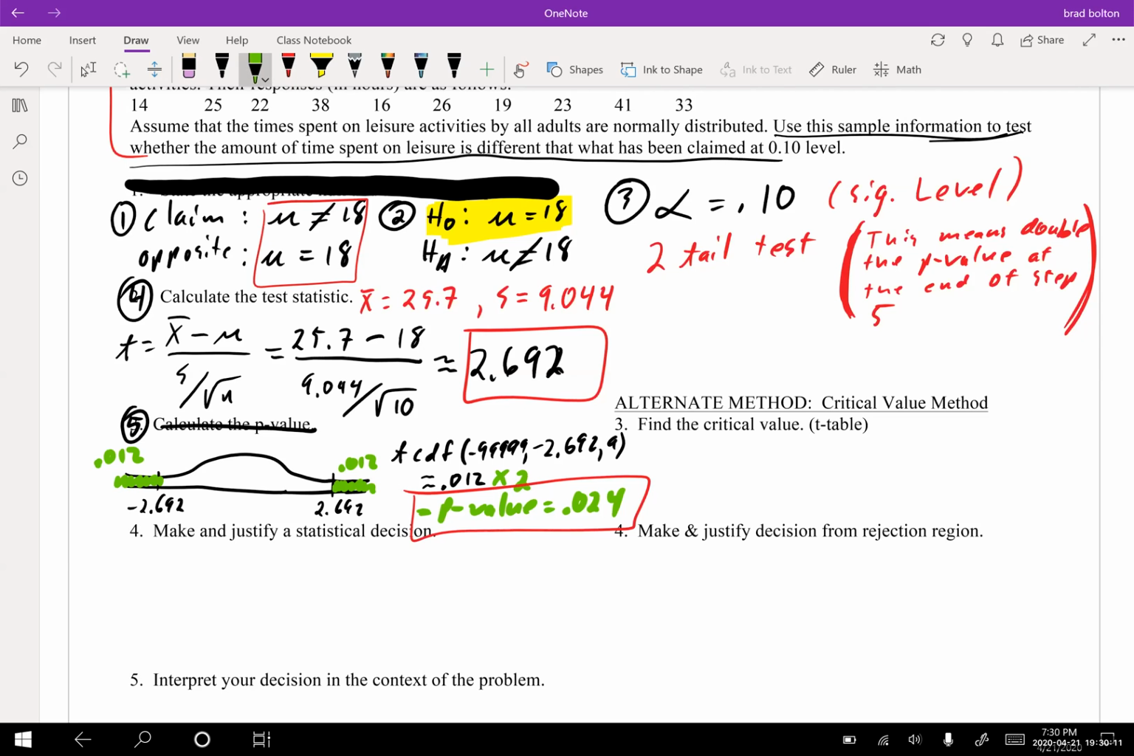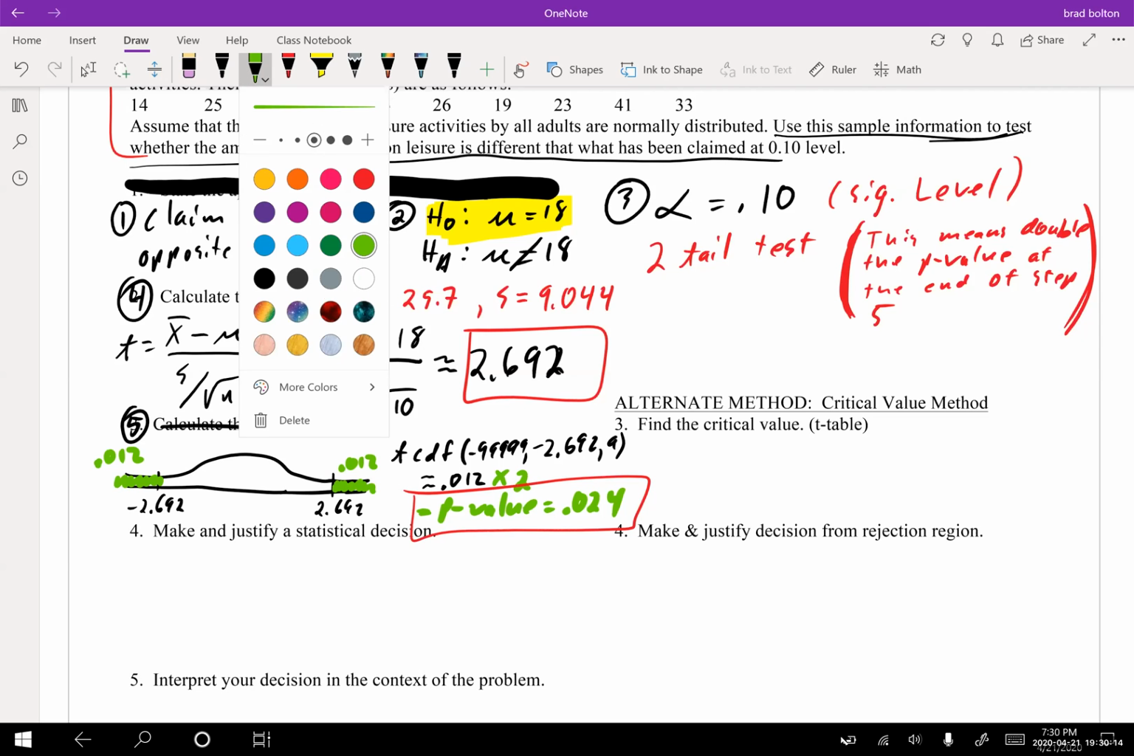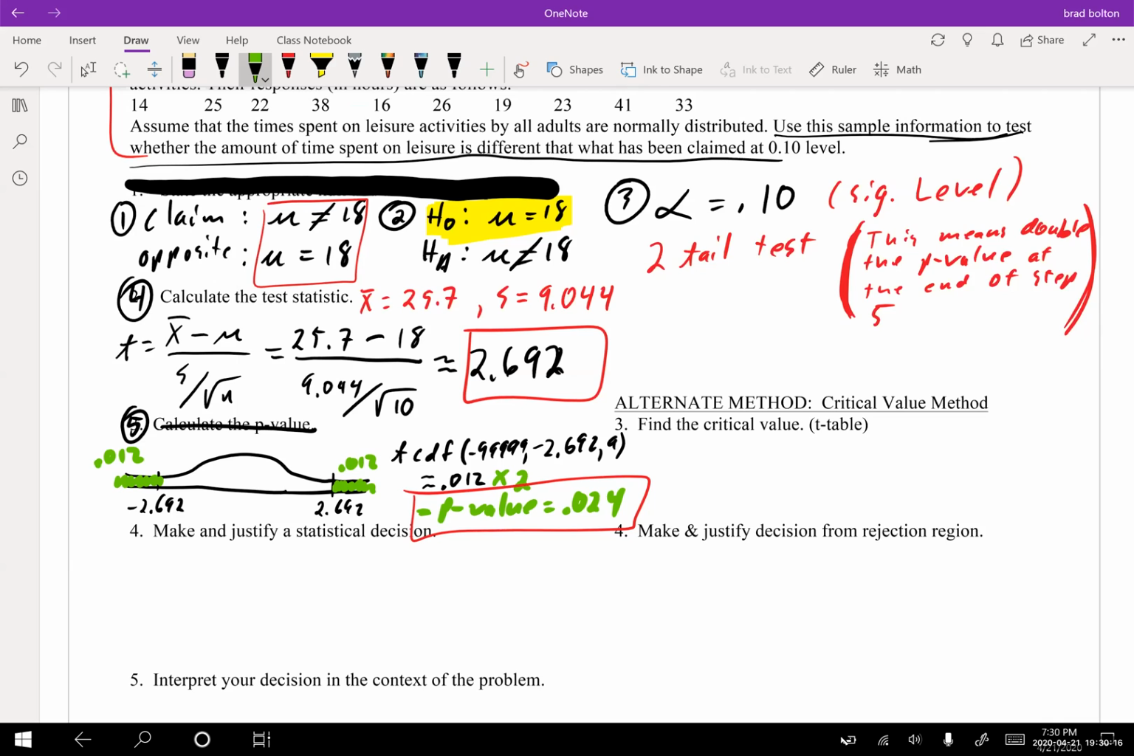Okay, I think I need to make my green a little bit softer. There we go. So we have a p-value of 0.024. If you use the calculator feature to find this all from scratch, I think it gets 0.025, but it should be okay either way. So we now have our p-value.